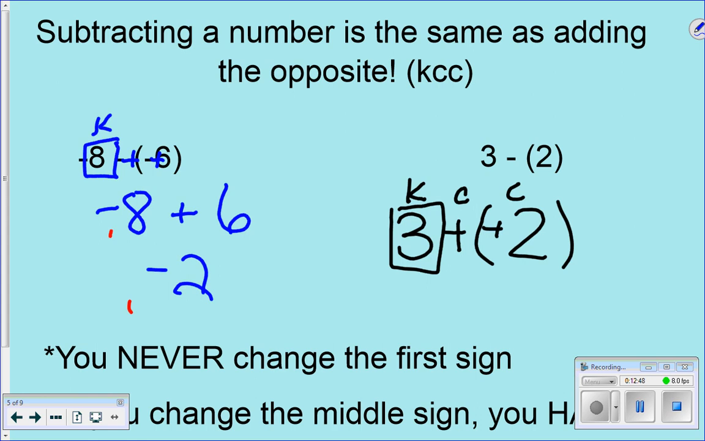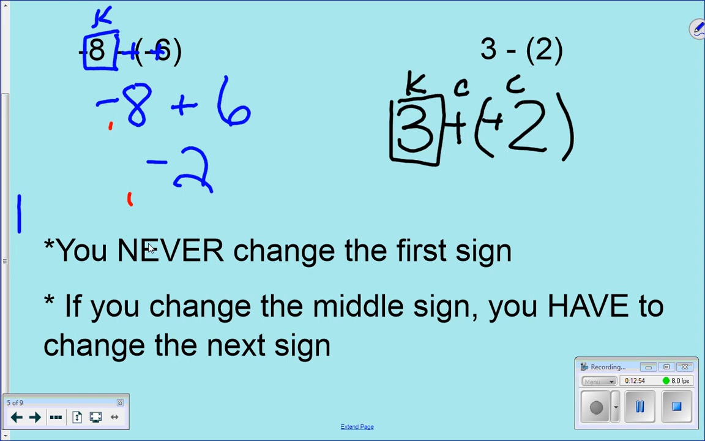Okay. One thing I really want you to know, though, which you probably need to write down, is you never, ever change the first sign. I have so many people say, well, I changed the first sign because that's what KCC means. No. K means keep. You always keep the first sign. You never change it. The next 2 signs you can change.